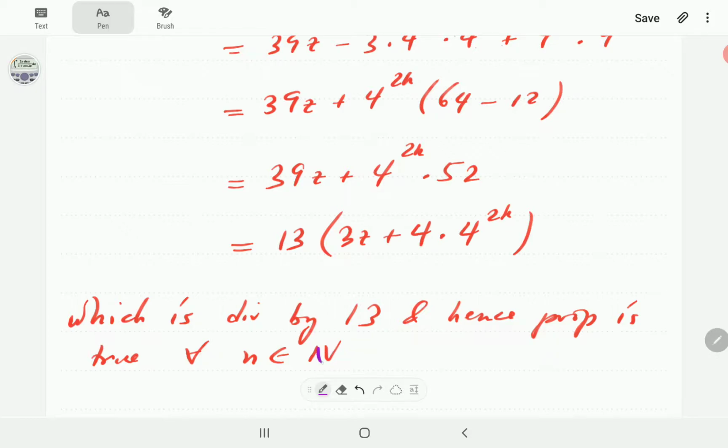and hence the proposition is true for all natural numbers. Alright, so that just completes our number 1. In the next video we're going to start number 2.